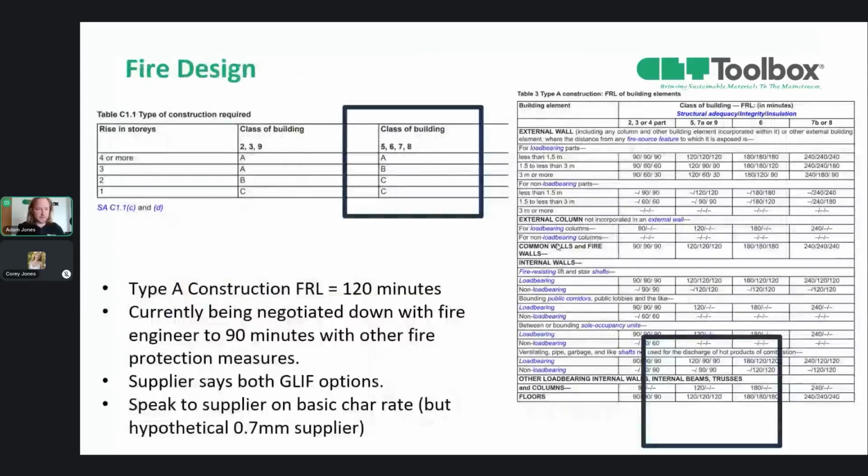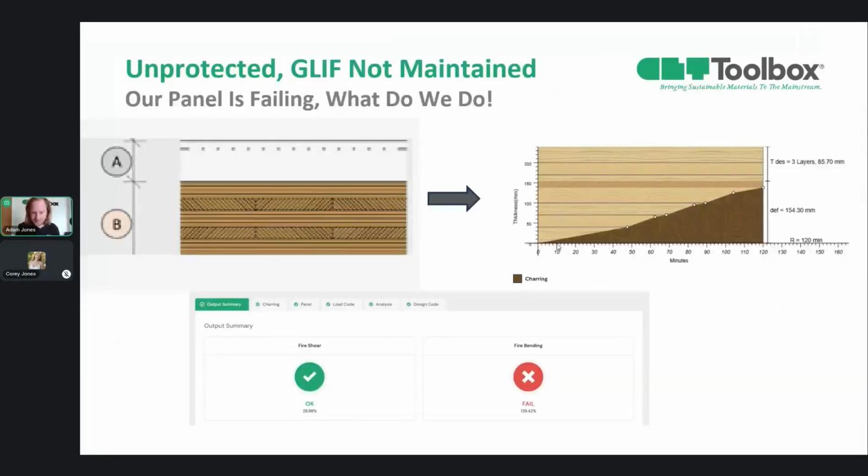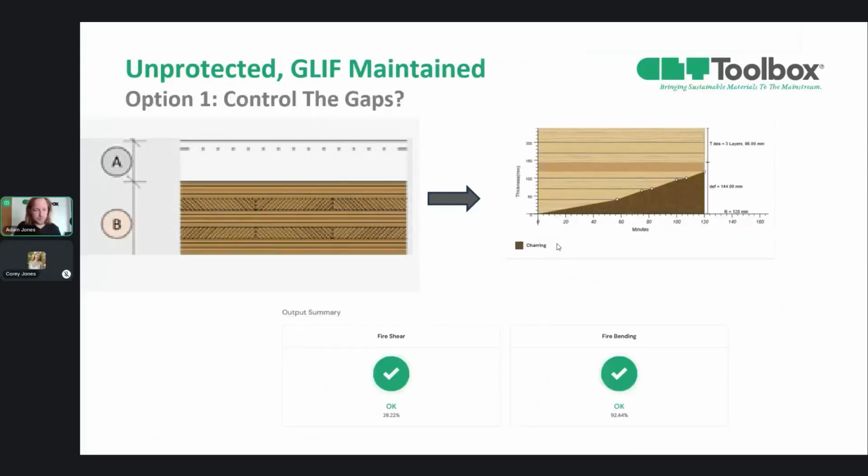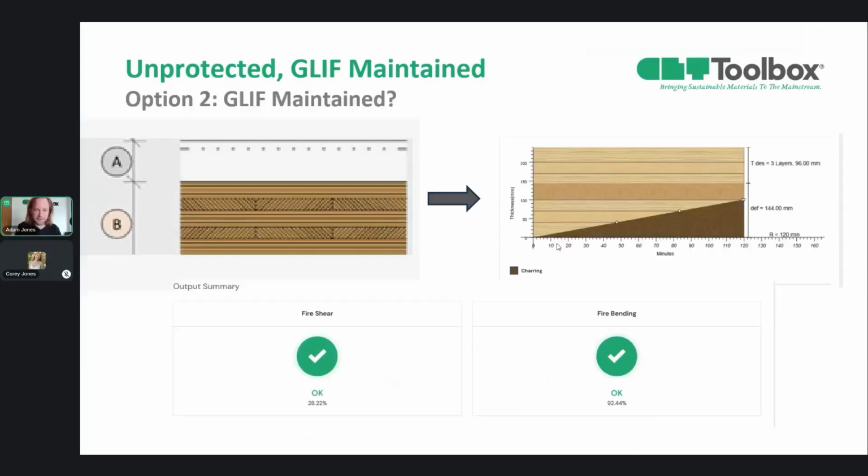So from a fire point of view, I skipped it, but let's just say if you did it, if it's failing now, it was failing at 139%, what do you do? Well, there's multiple options. You can control the gaps so that it was working when it had 1 millimeter gaps, reducing the char rate by 20%. Maybe there's a fire protection system you can input that lowers the cost of that. Another option is glue line integrity maintained. Some suppliers provide 2 options. They can charge more if you want a certain glue that maintains the glue line integrity.